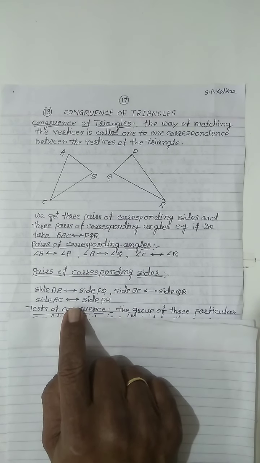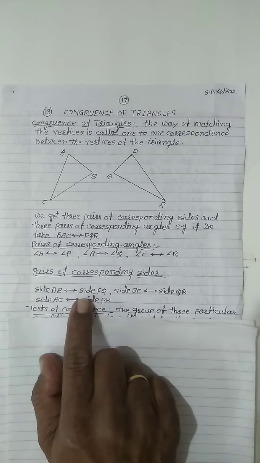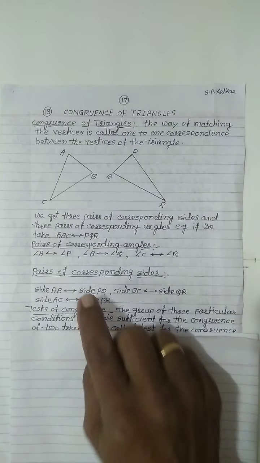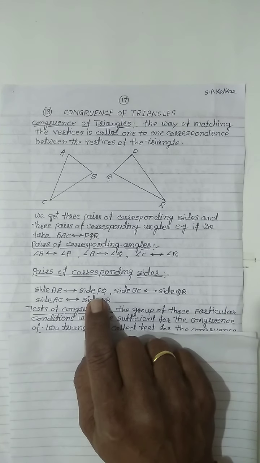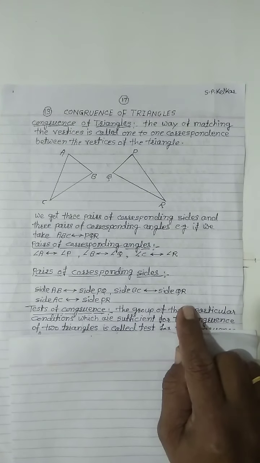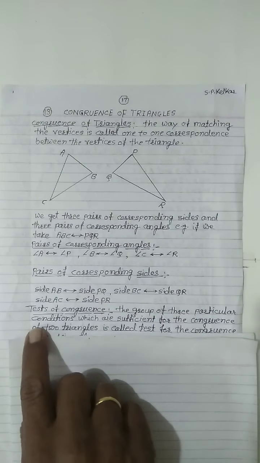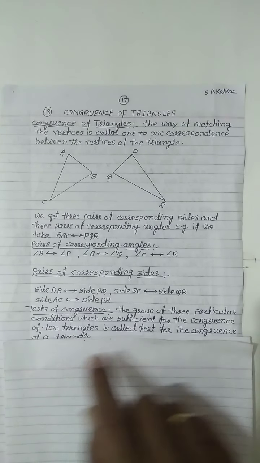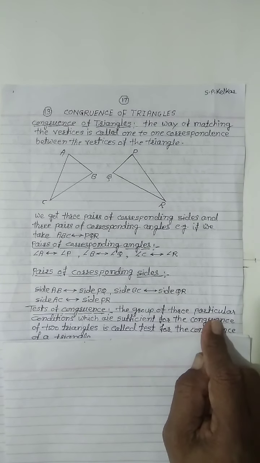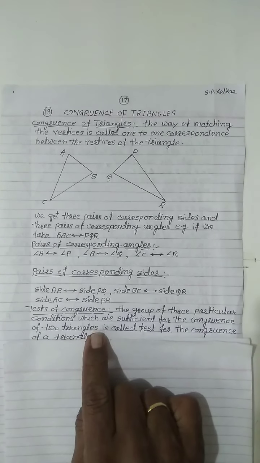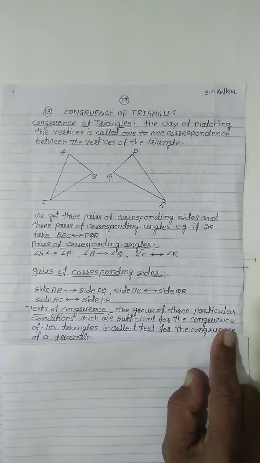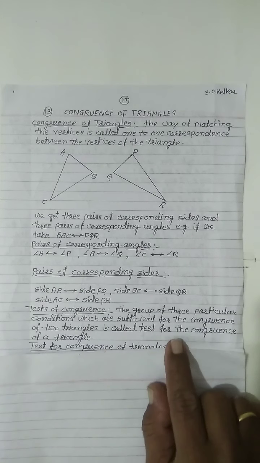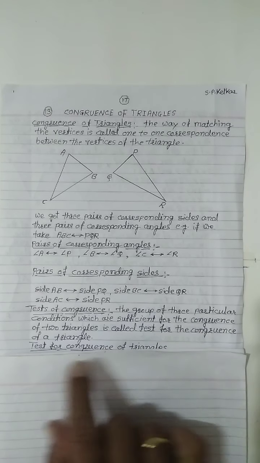Here also one-to-one correspondence. But when we want to prove that the triangles are congruent, at that time we write side AB congruent side PQ, which means side AB corresponds only with PQ, not with QR or PR. Now we see the test of congruency. The group of three particular conditions which are sufficient for the congruency of two triangles is called a test for the congruency of the triangle.